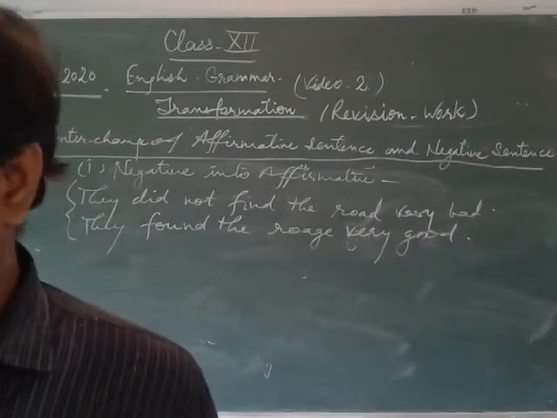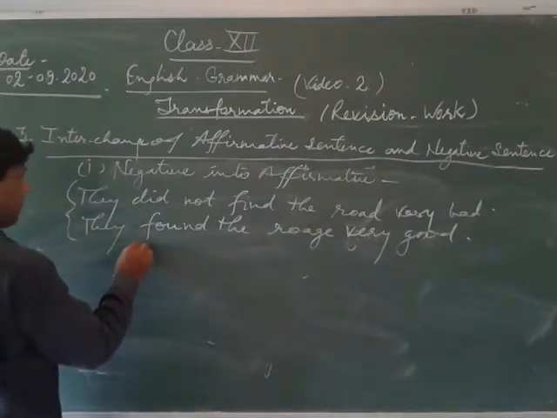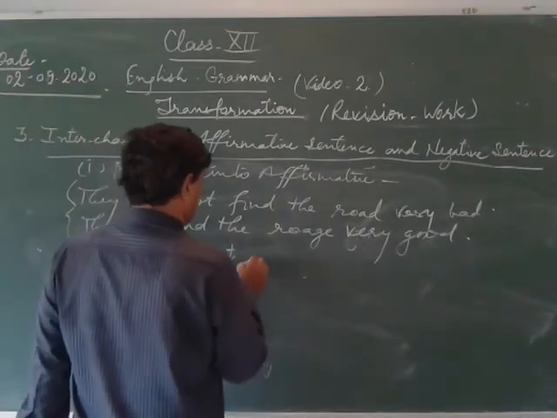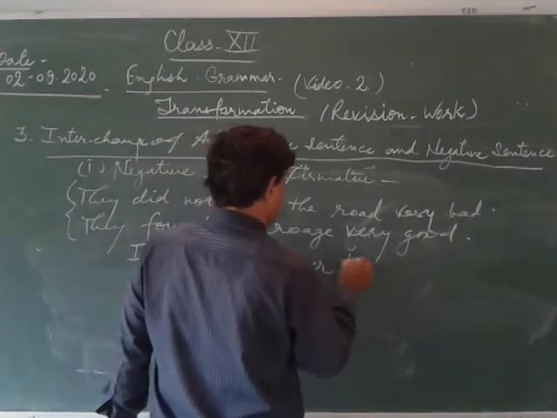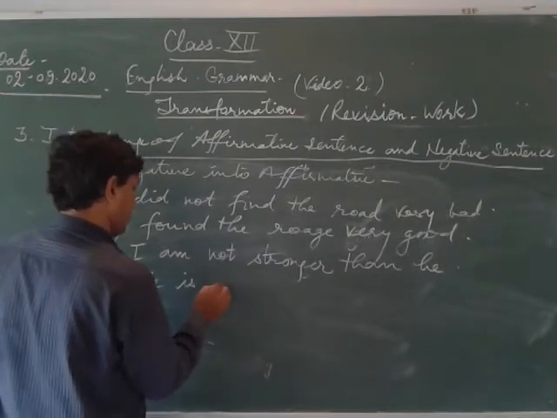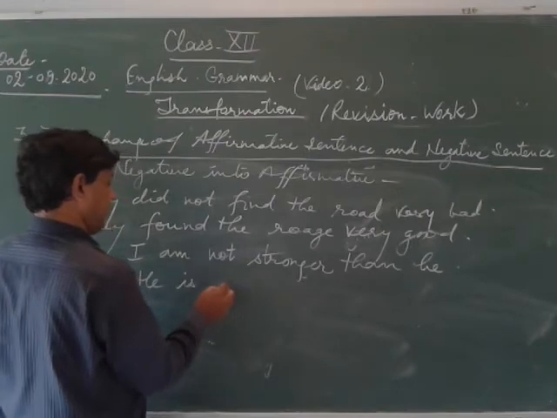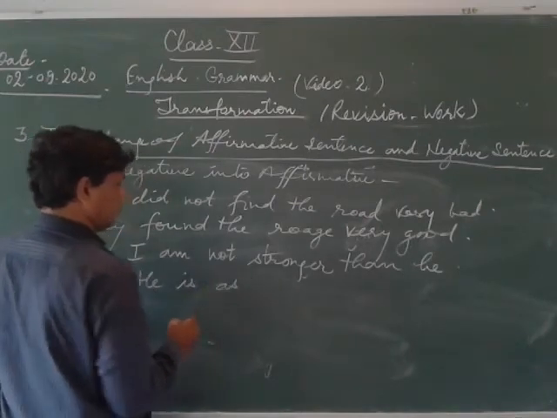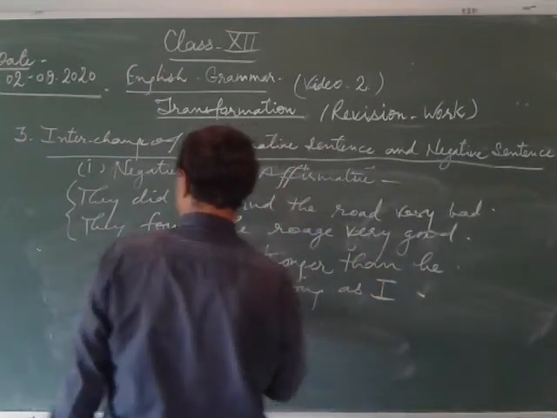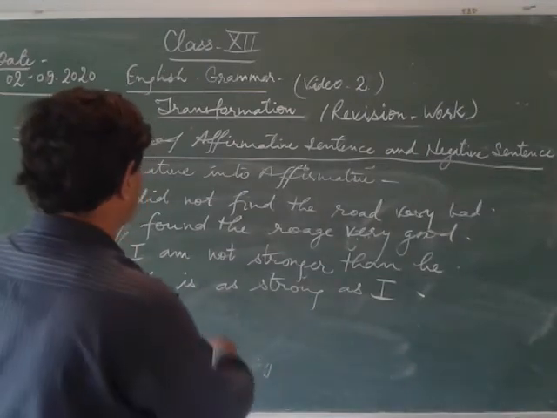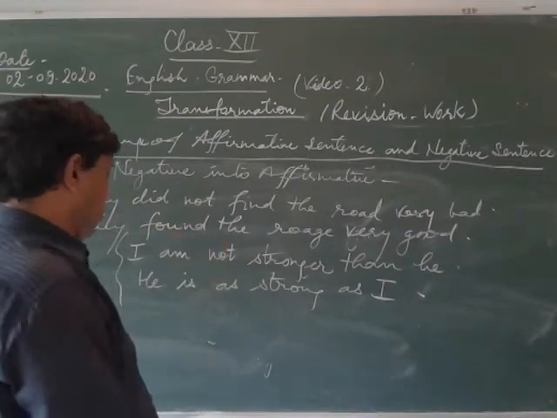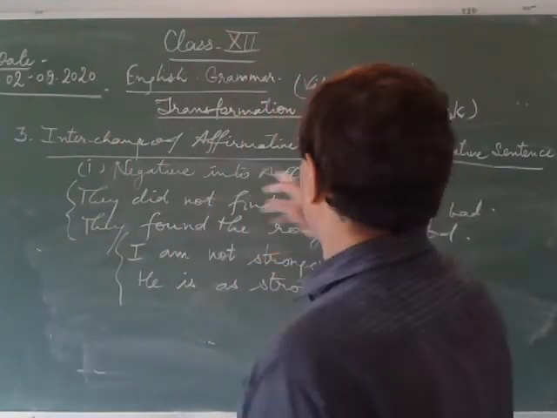Example, in the same way, I am as strong as he. I am not stronger than he. So he is as strong as I. Same way, he is as strong as I. I am not stronger than he. Means just equally strong. So this is your third interchange of affirmative and negative.